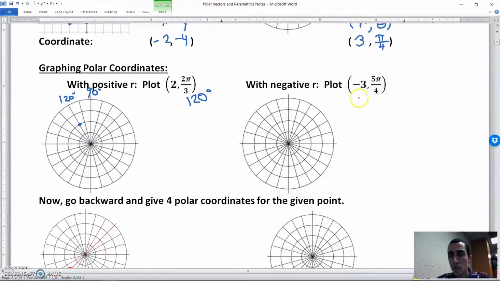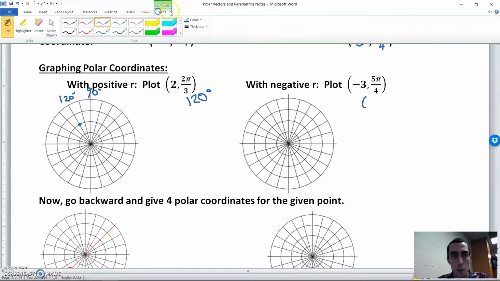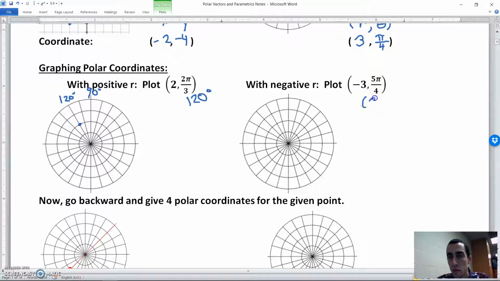Next. With this one, we've got something a little different because we've got that negative there, and I'll tell you what to do with negatives. So what you should do is just think about this as plotting the point 3 comma 5 pi over 4. Now this 5 pi over 4, convert it from radians to degrees, is 225 degrees. So start by plotting that. 225 degrees would be here, and 3 units out would be right there.